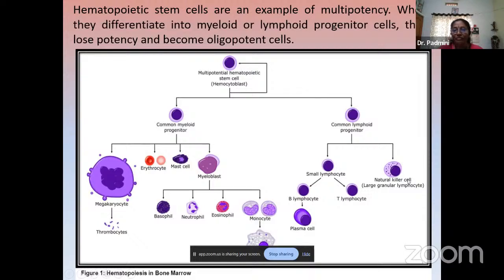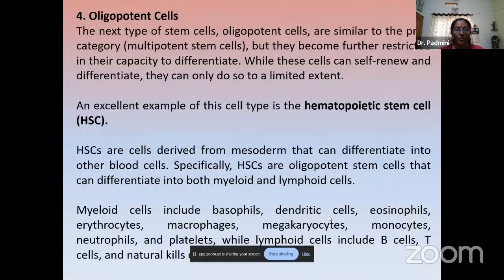Then when you talk about the lymphoid progenitors, lymphoid is going to form two cells, that is large granular cells and small lymphoid cells. The large one is going to form a natural killer, and the small is going to form the B lymphocytes and the T lymphocytes. The B lymphocytes form the plasma cells, which form your antibodies. The T lymphocytes are antigen specific cells, and the T lymphocyte goes to the thymus to form the T cells. Now coming to the next one, that is the oligopotent cells.